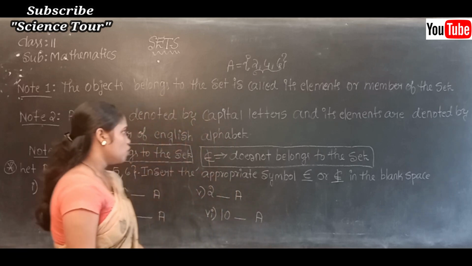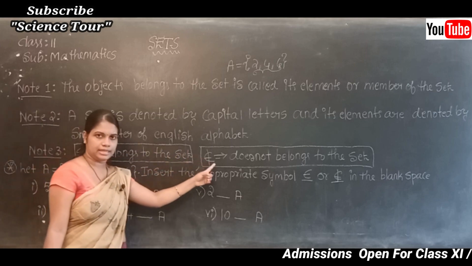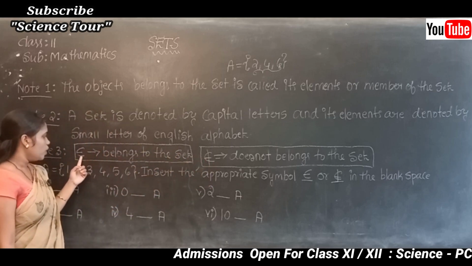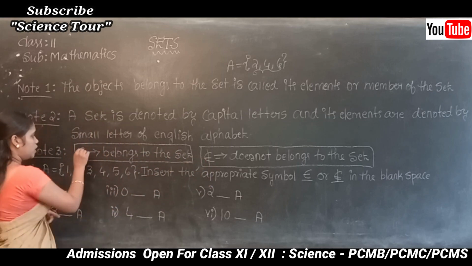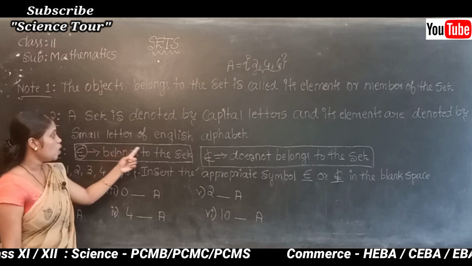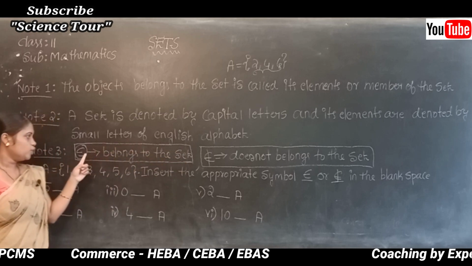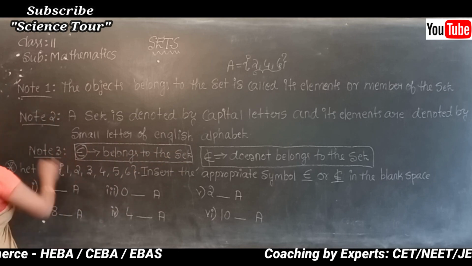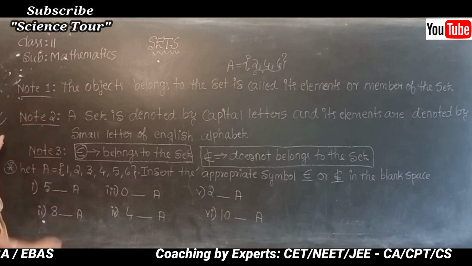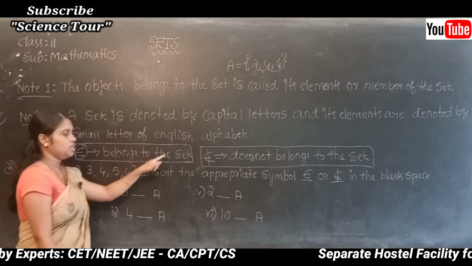Okay, yes. So next I'll consider 2 symbols here. What is the meaning of this symbol? It means belongs to the set. Instead of this phrase we'll use this symbol. Understood, no? We'll use this symbol. Belongs to the set. We'll call it belongs to the set.